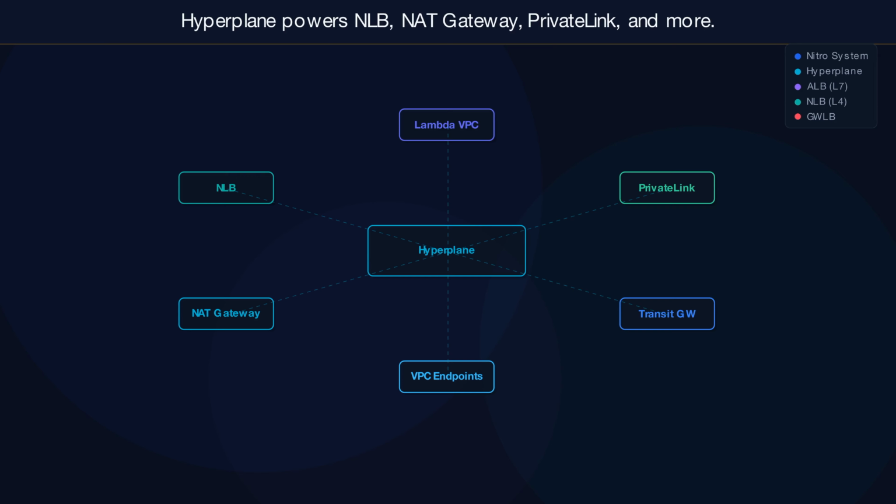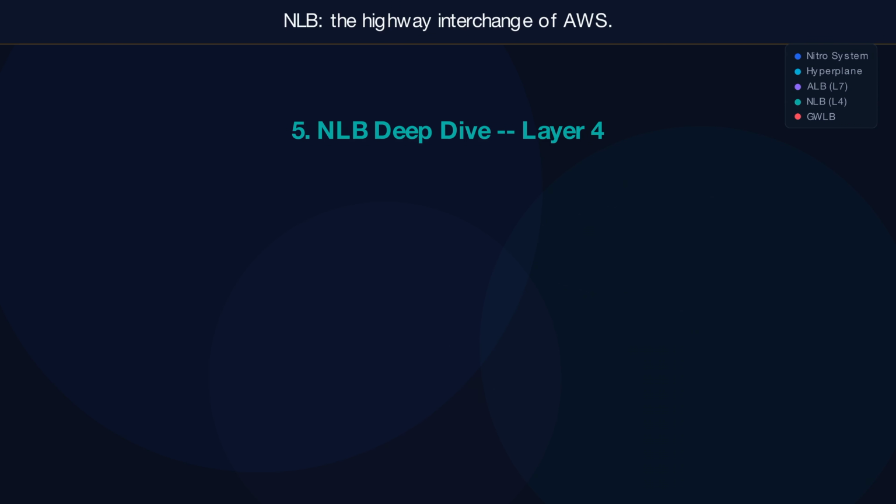Hyperplane is not just for load balancers. It powers NAT gateways, private link, transit gateway, Lambda networking, VPC endpoints, and more. Every new networking service AWS builds uses Hyperplane underneath. When you create a NAT gateway or establish a private link connection, you are using Hyperplane without knowing it.